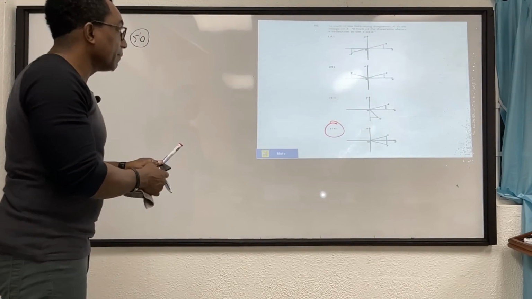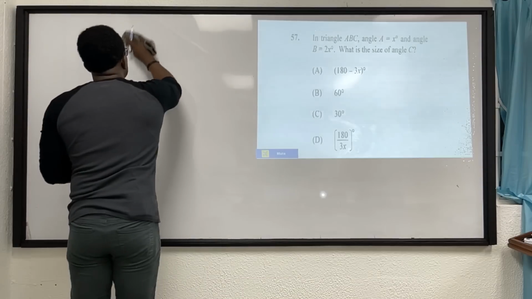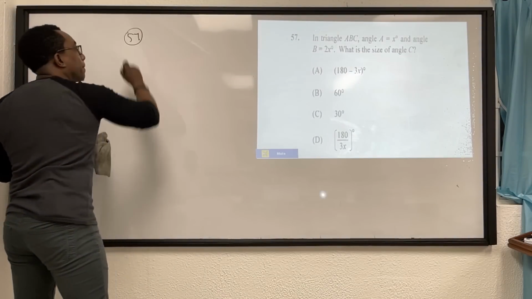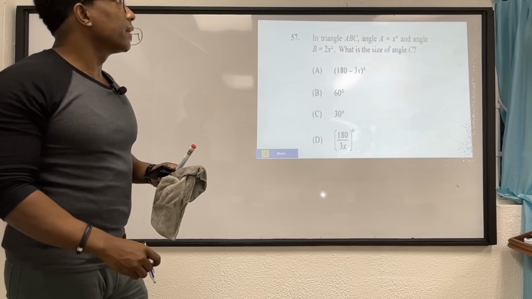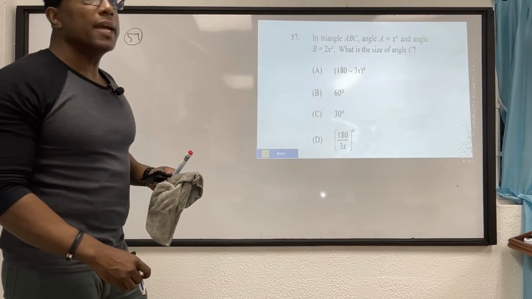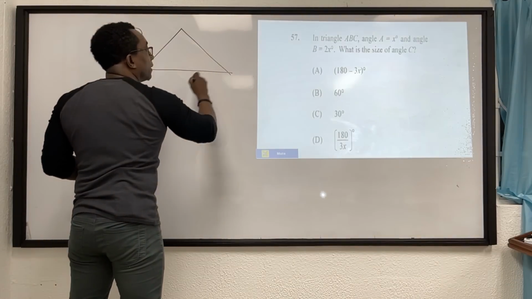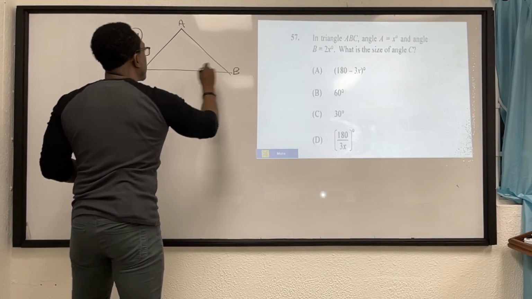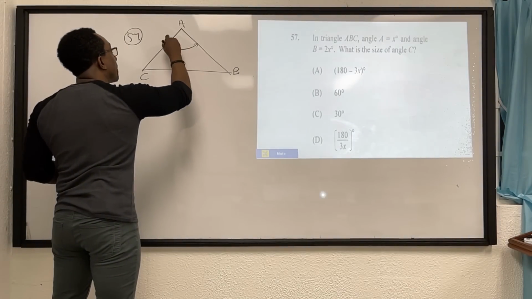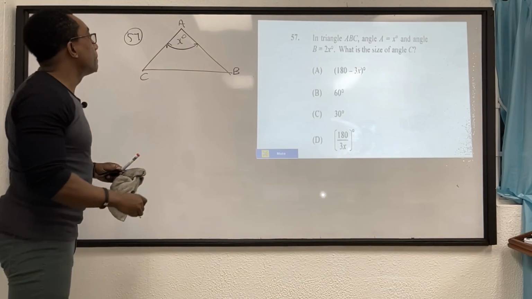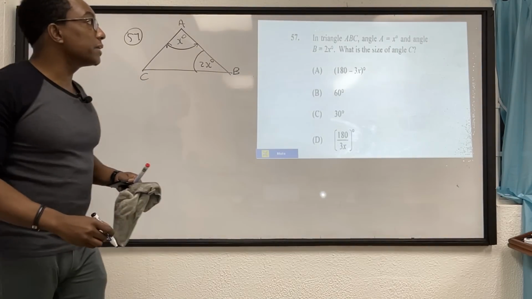Let's move on to 57. In triangle ABC, angle A is x degrees and angle B is 2x degrees. What is the size of angle C? So we have a triangle ABC. The angle at A is x degrees, the angle at B is 2x degrees, and we need to determine the angle at C.